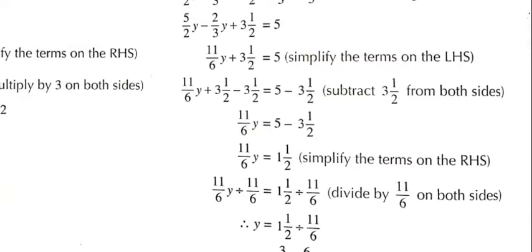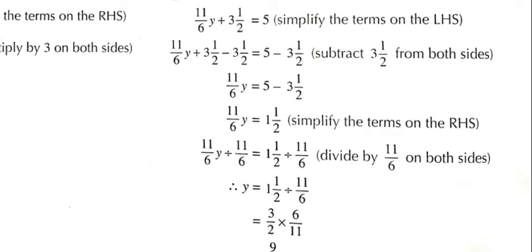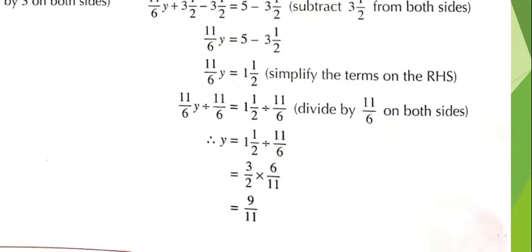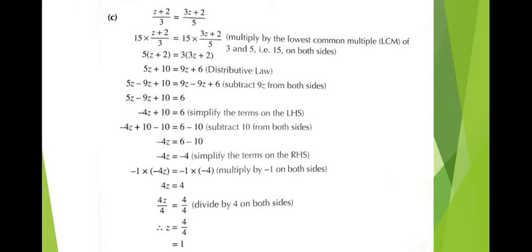Okay, and then lastly, because you want only y, but you have 11 over 6 y here, that means you have to divide by 11 over 6, right? Which later becomes times 6 over 11. Remember, when you divide something by a fraction, you times with that fraction but upside down. So the y is 9 over 11.